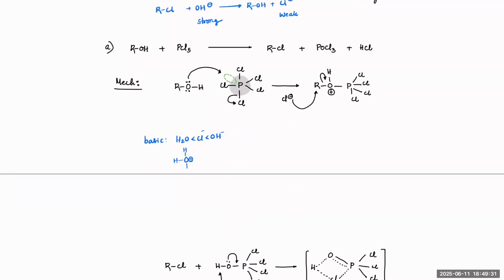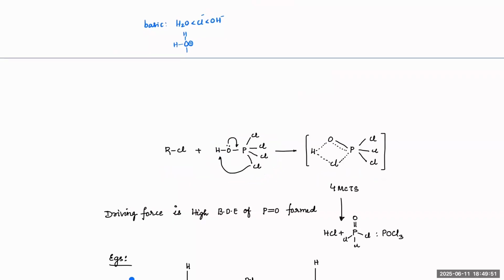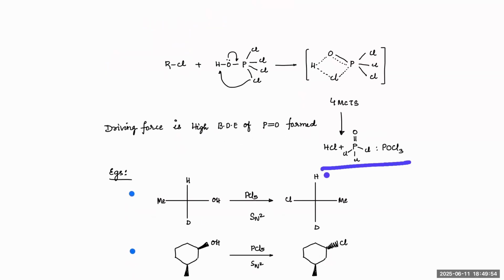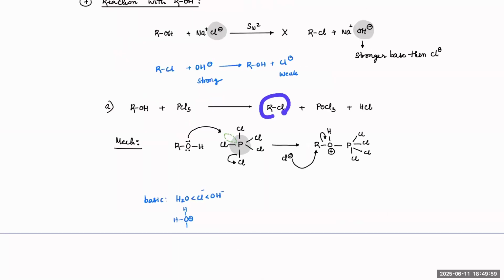We can use PCl5 directly to react. The lone pair will attack on the empty orbital of phosphorus. Chloride will come out. And again the chloride will attack from the back side, removing this group. That's how you will get alkyl chloride, and this will become POCl3. Correct? So this is the overall reaction: alkyl halide, POCl3 and HCl. Done, beta. Since the attack is from the back side, it is an SN2 mechanism.